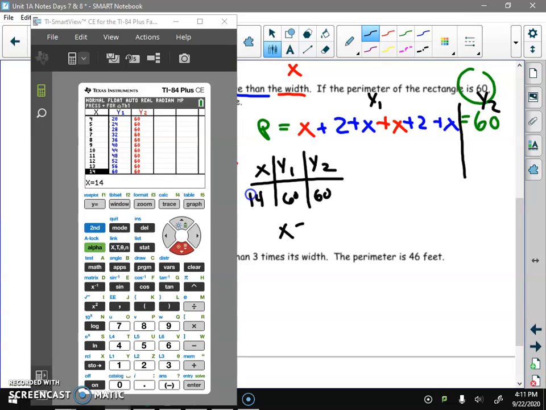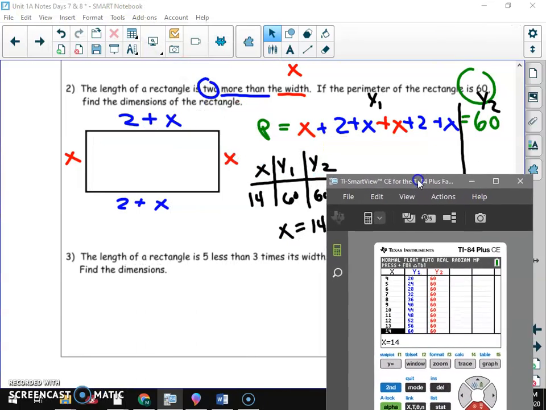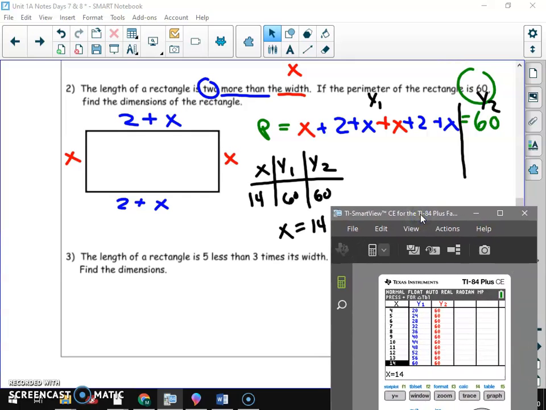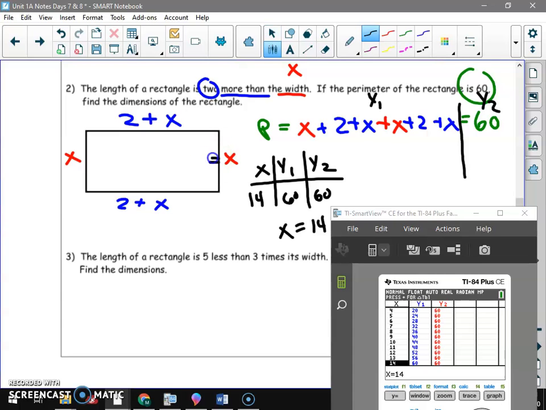Normally we would say x equals 14. But it doesn't say solve for x. What it says is find the dimensions of the rectangle. So now wherever we see an x, we're going to replace it with what we just found. So the width is 14. We could put a 14 there.